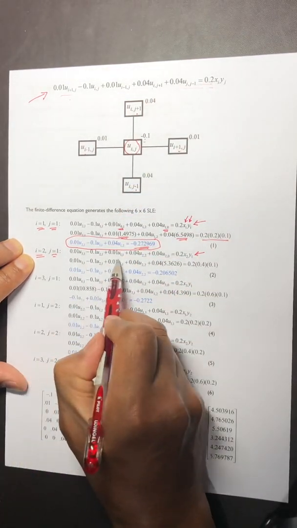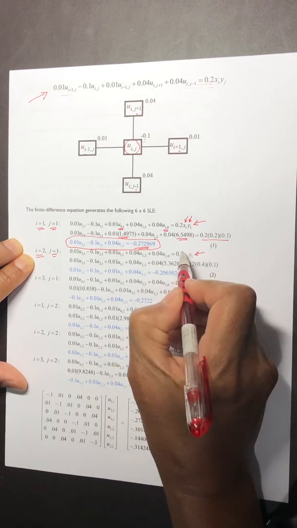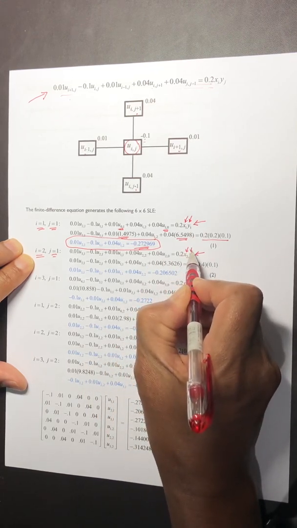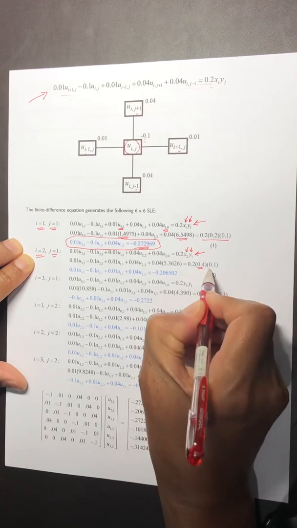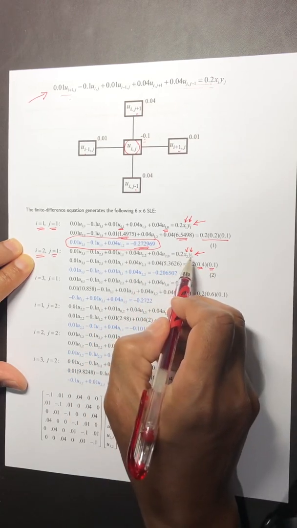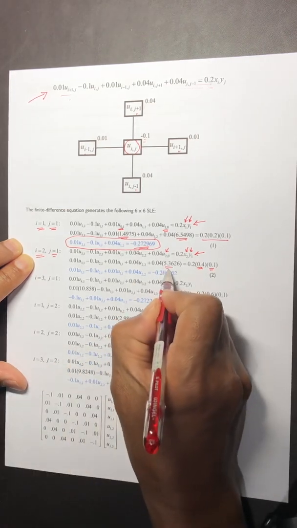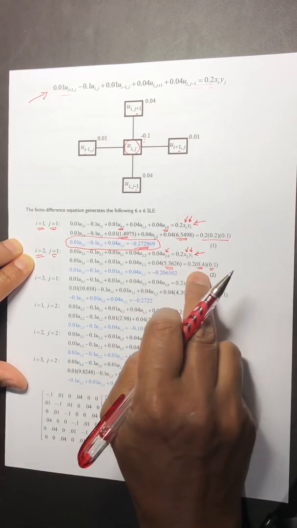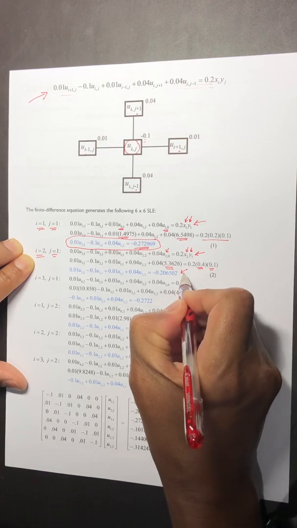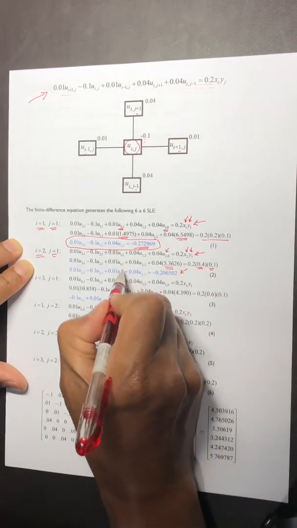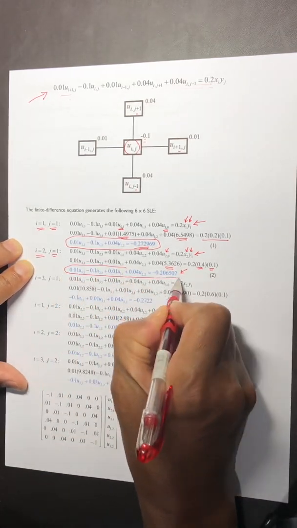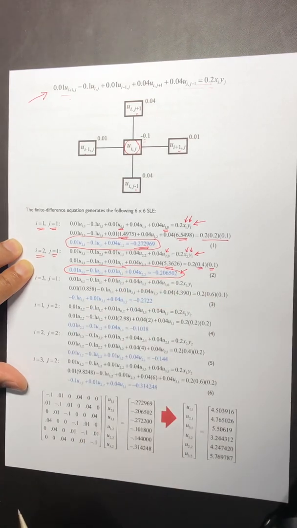So we get this. And we know the value of x2, y1, which are this one here. And we also know the value of 2, 0, which is this one here. And we move this to the right hand side. We get equation number 2, which is this one here. So this is equation number 2.